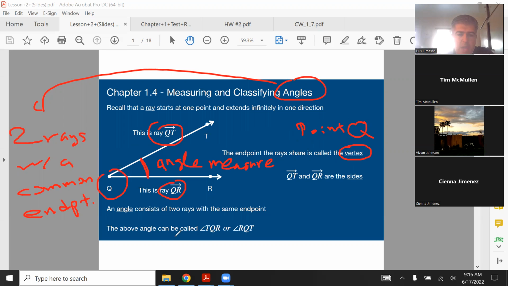And how do you name it? You always put the vertex in the middle. Because naturally, if you were to go in a certain order, you can go T, Q, R, or R, Q, T. Either way is fine. Just like lines, you can say line AB or BA, right? Segment, same thing. But with angles, you do have to have the vertex right in the middle.